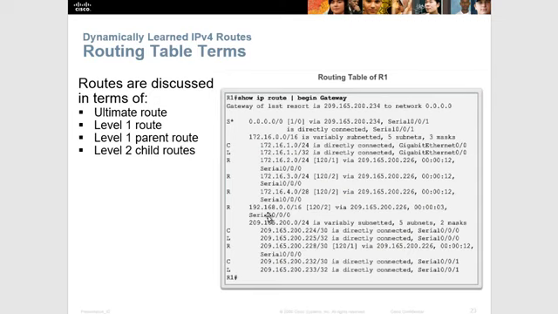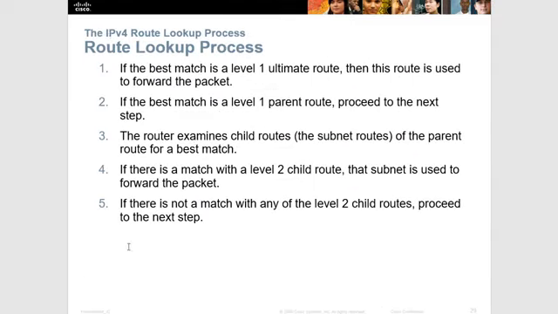If there's not a match for that, it's going to look at your level 1 parent routes and see if there's a match there. If the best match is the level 1 parent route, then it's going to look in its child routes to see if there's a match there as well. So that's what you'll see on the slide. We'll proceed to the next step. It examines the child routes of the parent route for a best match. If there is a match within that child route, that subnet is used to forward the packet. But if there's no match from the child route, it proceeds to the next step.